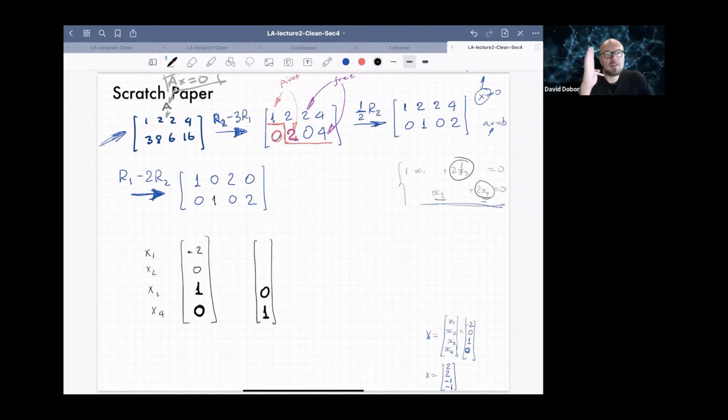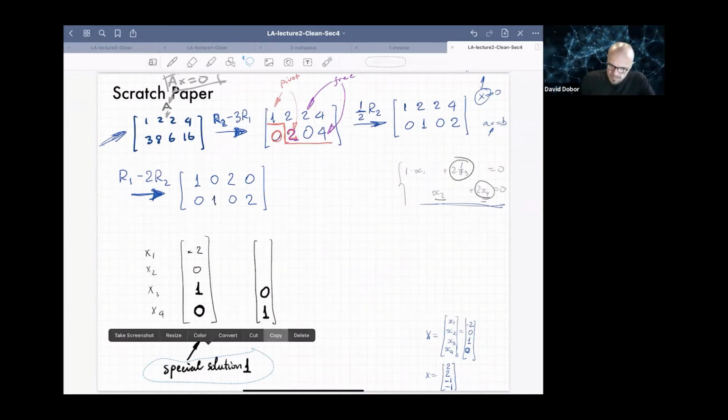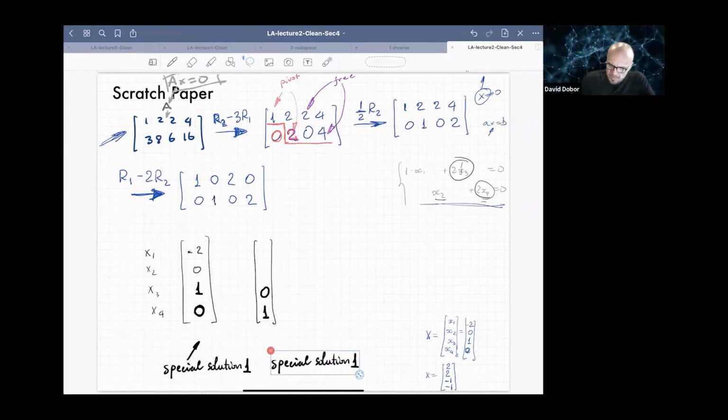If you've taken a linear algebra course before, and you don't have to know about this, I'm picking out linearly independent solutions. And once I've picked out enough of them, then all linear combinations of these linearly independent solutions, which are called special solutions by the way, will give me all the solutions. This is special solution 1. And the other guy is called special solution 2.